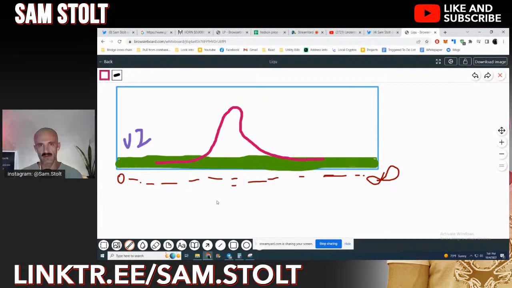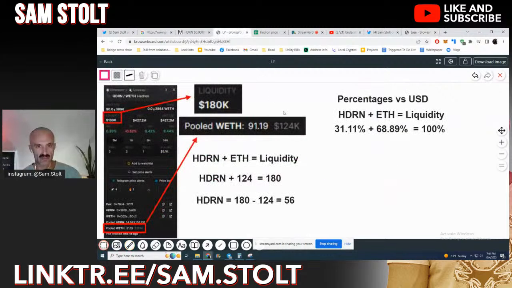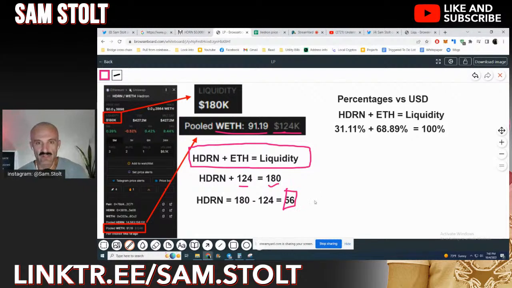You get to see the supply and the demand completely. Now, let's get into this, because this is where it will be interesting. When we take a look at this, this is what liquidity is. At the time, it was $180,000 worth of liquidity, so that's this number, 180. And the pooled ETH was 124. So that's this number. So we can calculate that Hedron is $56,000 worth.